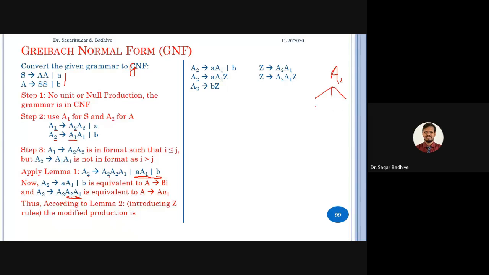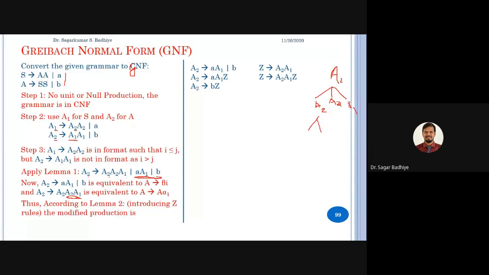So I would be replacing this A2 with A2, then again A2 and A1. So this was the rule that can be used. Then again this A2.